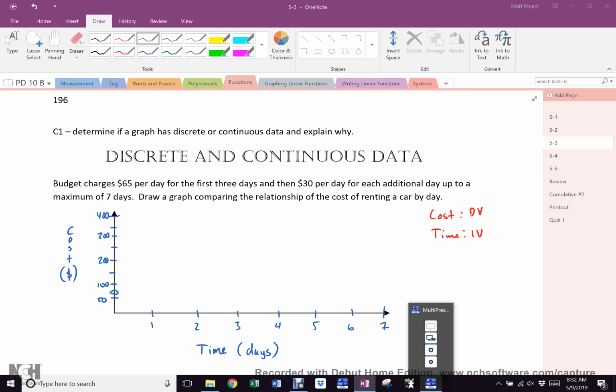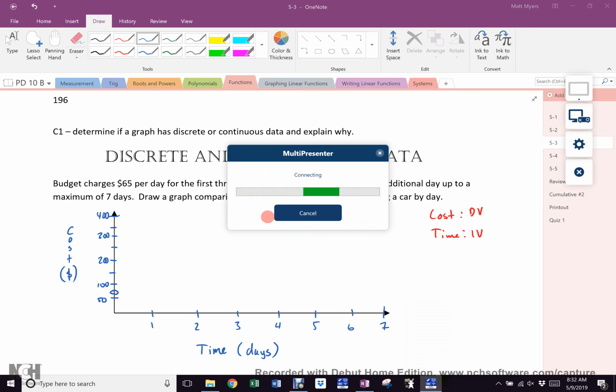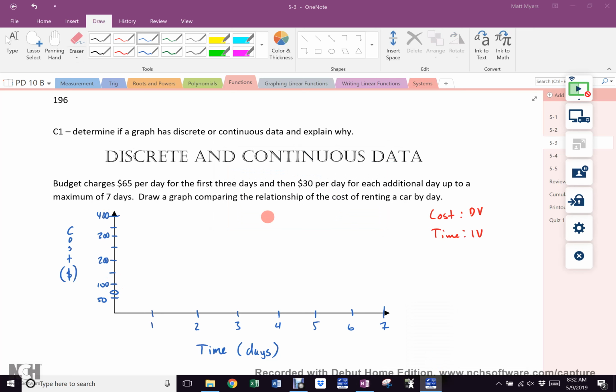Screen's dead again. Although, again, you don't need to see it because we just described it. You put an open dot at 0, 65. You do not need to see that. You're in the 10th grade. You know how to graph.